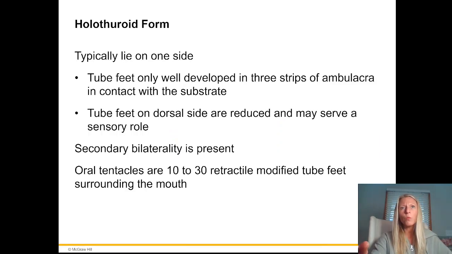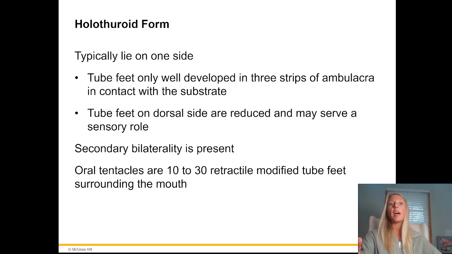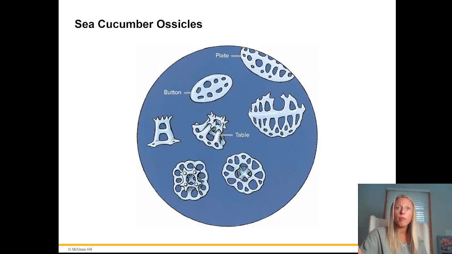They typically lie on one side, and they do have some tiny tube feet, so they can move. Sometimes they are secondarily bilateral instead of radial. And they do have oral tentacles, which are modified tube feet surrounding the mouth. This is a look at sea cucumber ossicles.